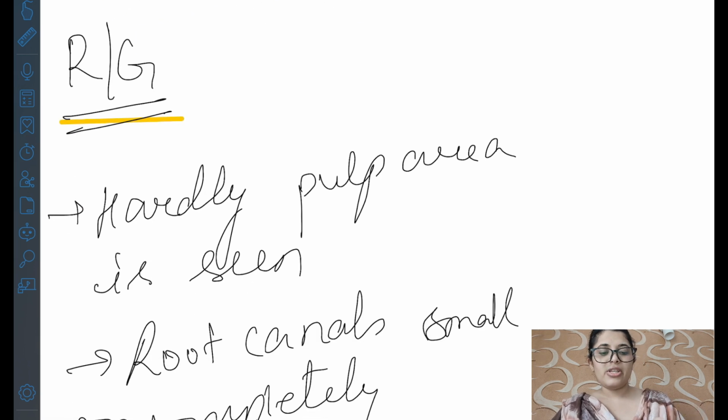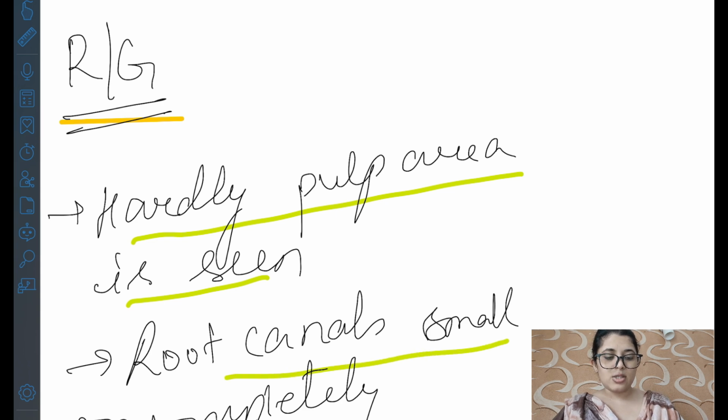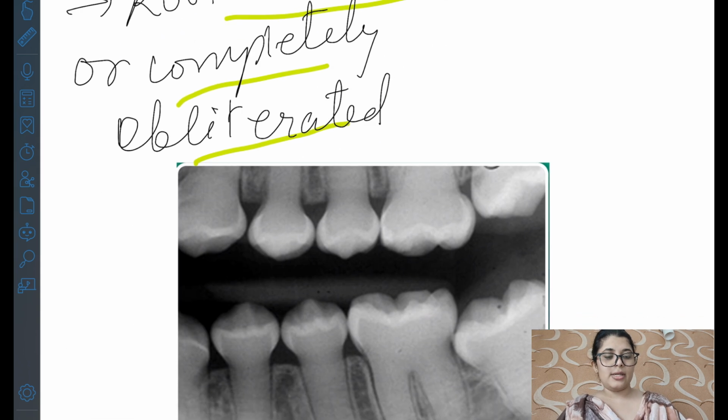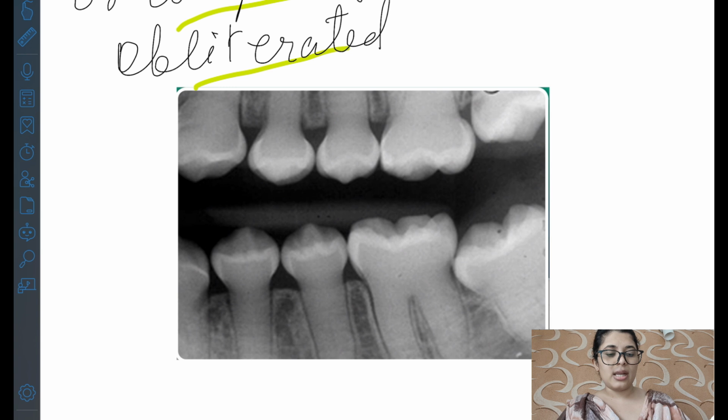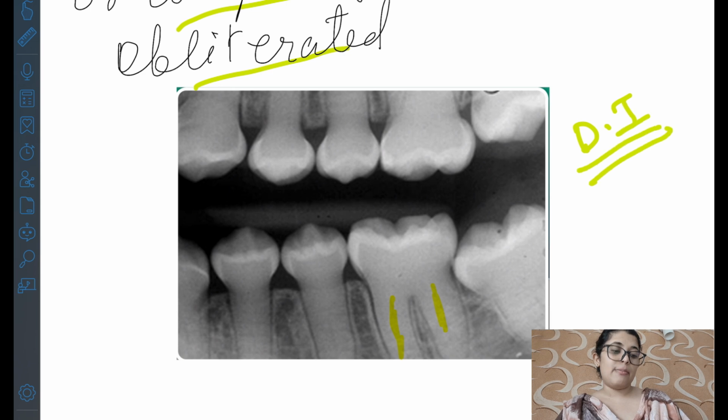Now the radiographic feature: hardly any pulp area is seen. The root canals are small or completely obliterated. You see in this picture, the root canals are hardly seen or are completely obliterated. This is the radiographic feature of dentinogenesis imperfecta.